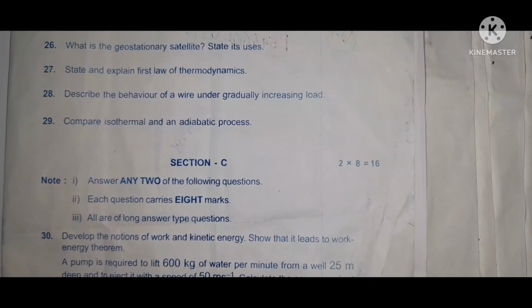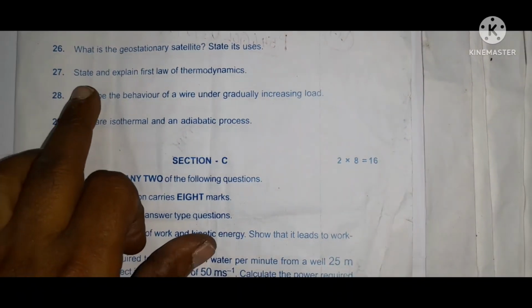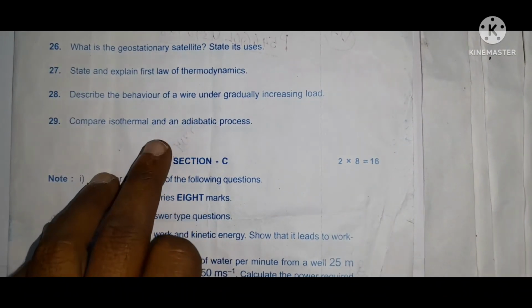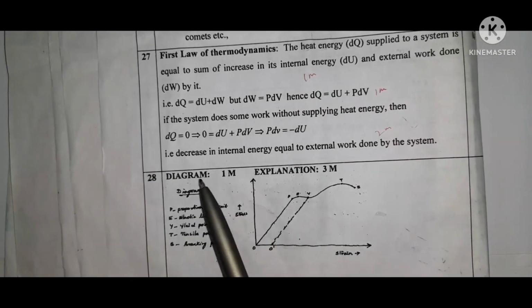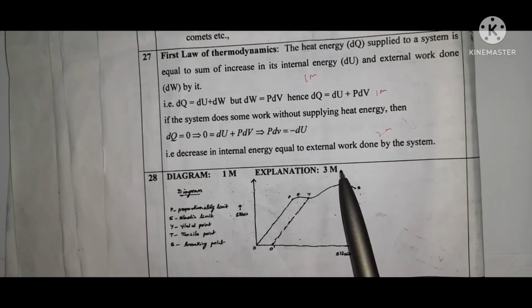Okay, next, question 28. This is also a very easy question. You can see from my previous questions. Describe the behavior of the wire under gradually increasing load. For this, the diagram will be given 1 mark. The diagram is a must: strain, stress. Explanation will be 3 marks.